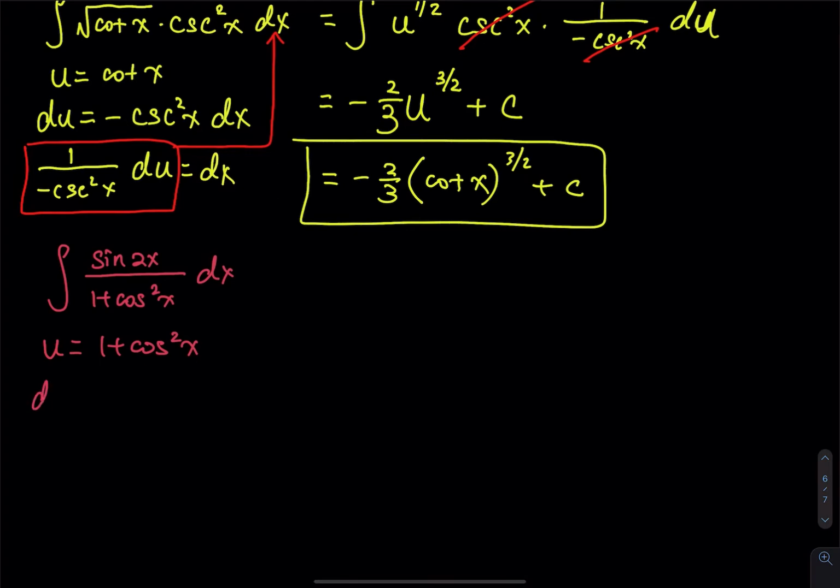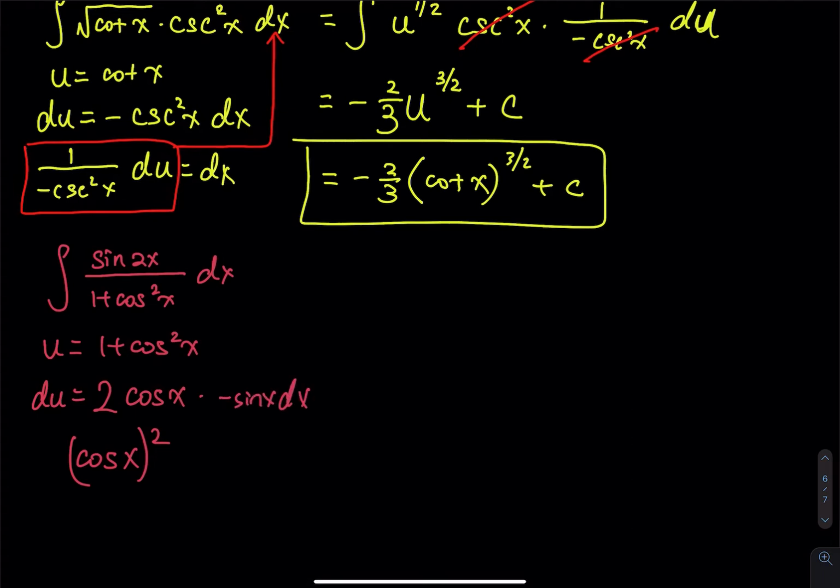And then du equals, the derivative of 1 is 0, and then cosine square x, do you still remember how to take the derivative of this? You have to use the simple power rule and then the chain rule. You have to bring the 2 down first, and then you have cosine x, and then you multiply by the derivative of cosine by chain rule. The derivative of cosine is negative sine x, and then you do the dx.